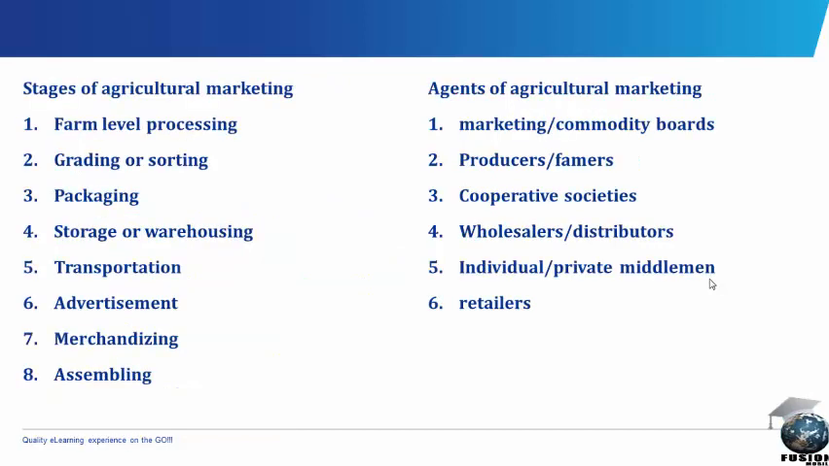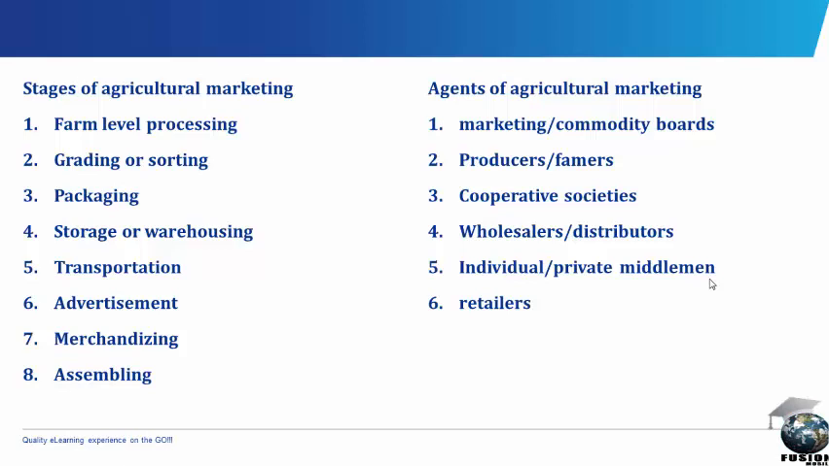There are different stages of agricultural marketing. They include the farm-level processing, the grading or sorting, packaging, storage or warehousing, transportation, advertisement, merchandising, and assembling or assemblage. Farm-level processing involves the local processing of farm produce immediately after harvesting in readiness for sale. Grading or sorting is the grouping of farm produce into various weights and sizes for easy handling.